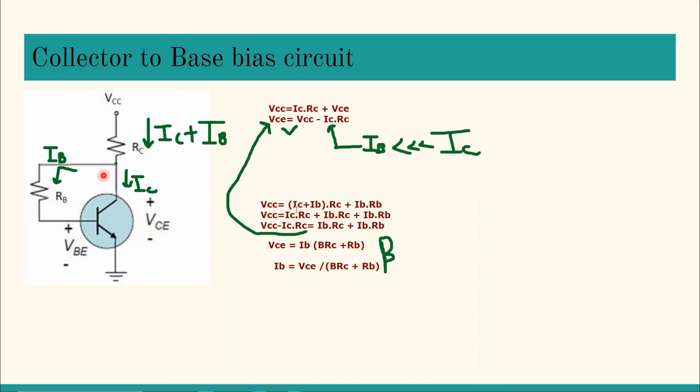Okay, so this is the second type of bias circuit, how you can bias a transistor, collector to base, and the first one was fixed bias.